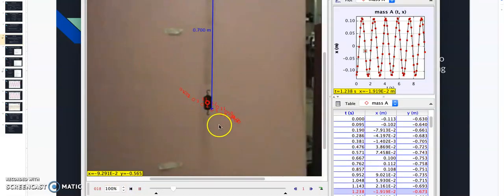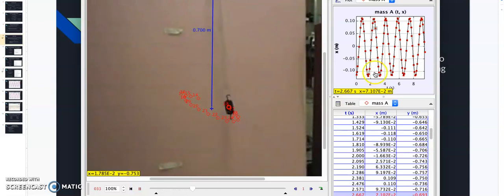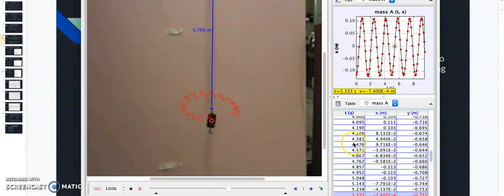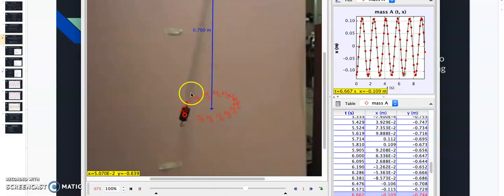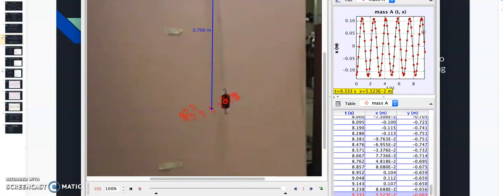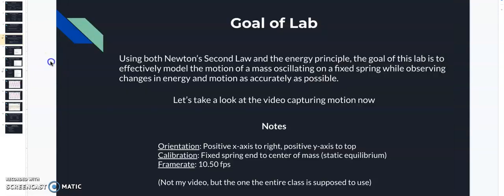So I used Tracker to track 100 data points, and it was plotted here. This is just the X position. There's also Y position, which we'll look at for the graph in a moment. And this is the mass oscillating on the spring, and we have certain settings as well.